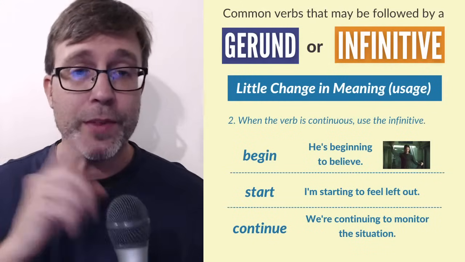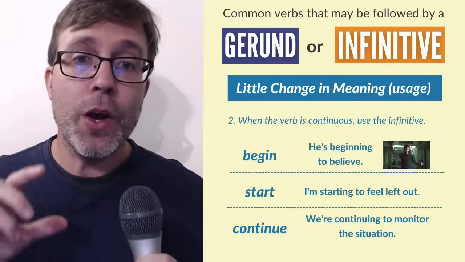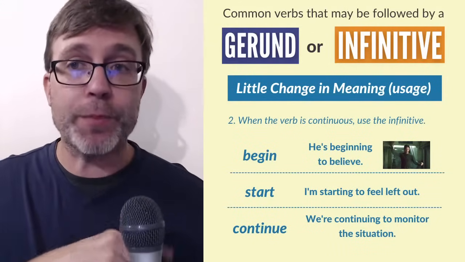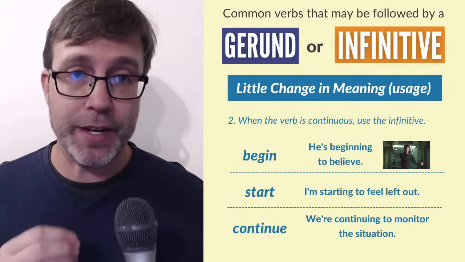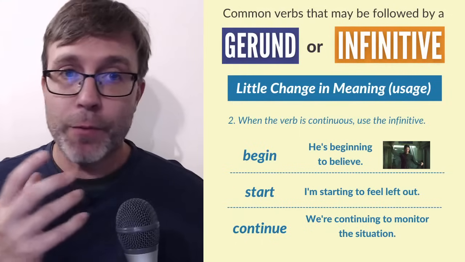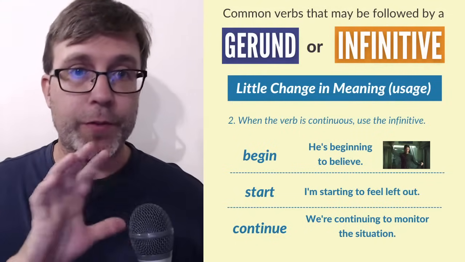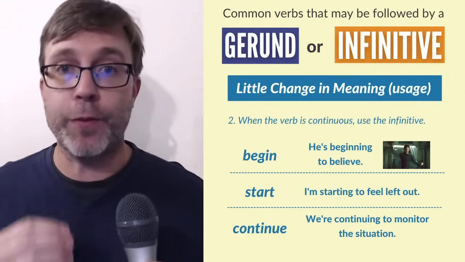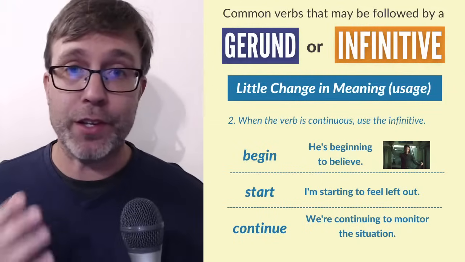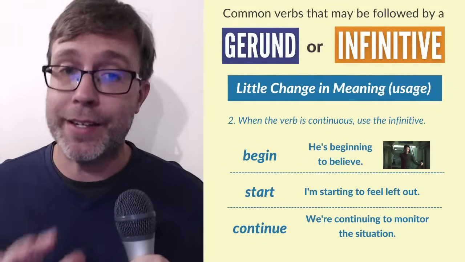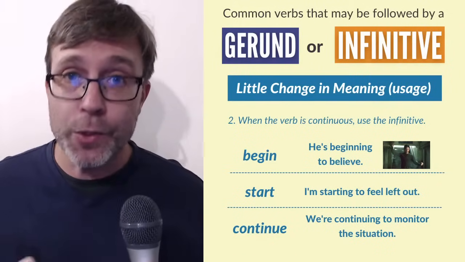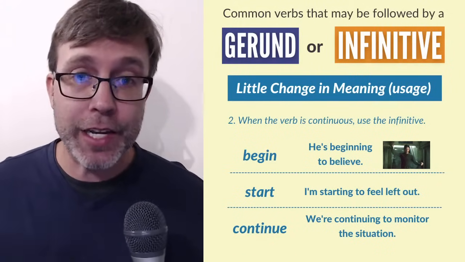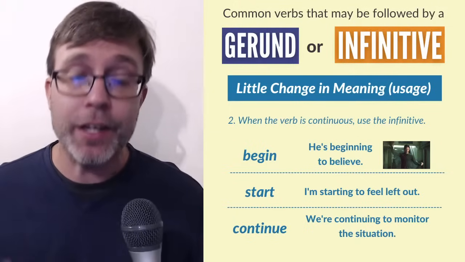number two, okay, so that was when it's not continuous. When these verbs are continuous, you're going to use the infinitive. All right, so remember I talked about those other verbs, like love, prefer. Those are stative verbs, so you're not going to use them in the continuous tense. Well, begin, start, and continue, we can use them with that ing. So like our first one, he's beginning to believe.